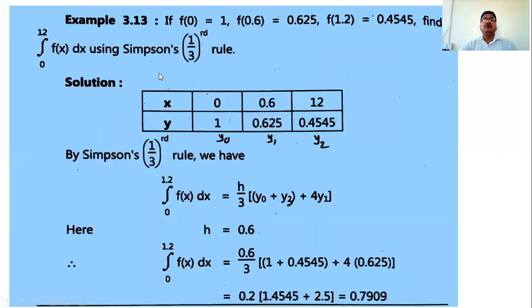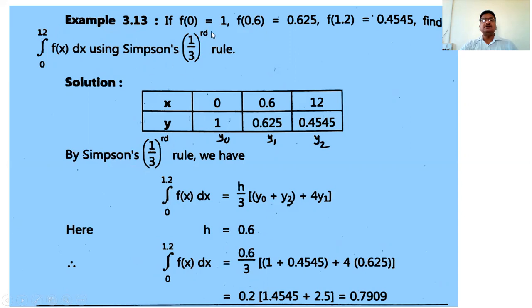Next problem, a table is given. f of 0 is 1, so the value of x is 0 and the value of y is 1. For x as 0.6, y is this, for 1.2, y is this. Written in table form, the values of x are 0, 0.6, 1.2, write 1.2, not 12. The values of y are 1, 0.625 and 0.4545. Then we have to find the integration from 0 to 1.2 of f(x) dx, again write 1.2, not 12.